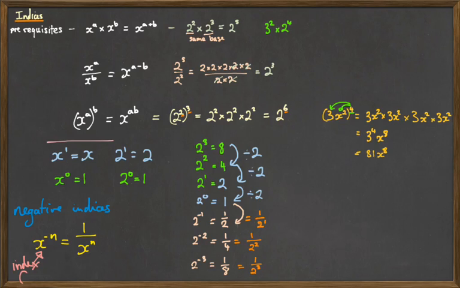This here on the left-hand side is what we call index form. Index form. The right-hand side there is called fractional form. Examples of using negative indices.